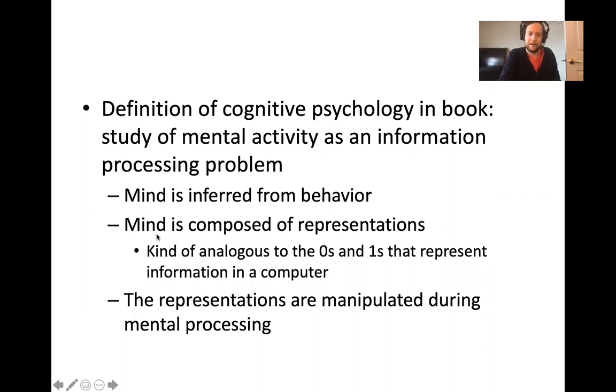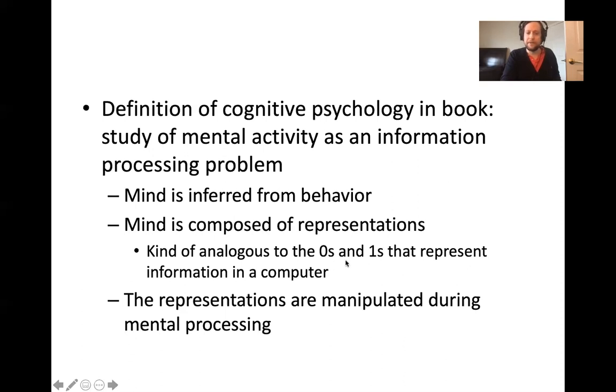Some people think of it this way: this information processing part comes from the fact that some of the early theoretical approaches in cognitive psychology were basically that the mind is kind of like a computer. Therefore, they made the assumption that the way the mind works is kind of the way computers work. And people know that computers have zeros and ones that represent different types of information. Those zeros and ones are representations in the computer.